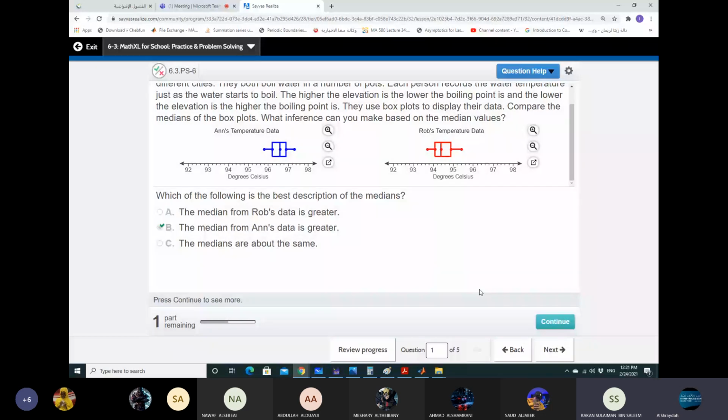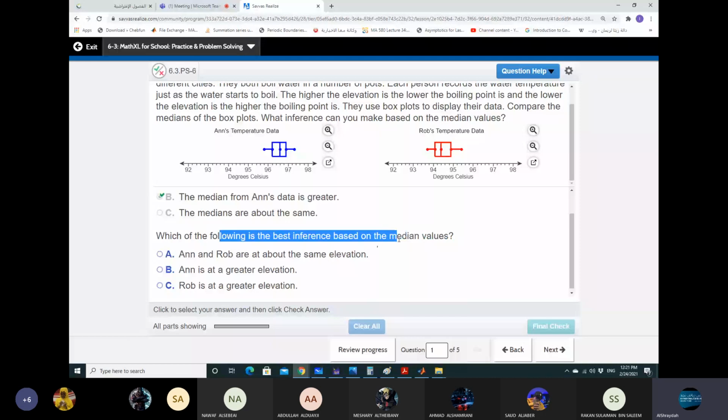And what about the best inference based on the median values? Based on the median values, who is at a greater elevation? If the degree is less, it means that you are at a greater elevation. And Rob is greater. Why?